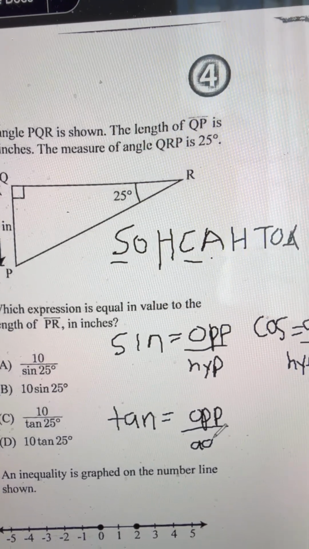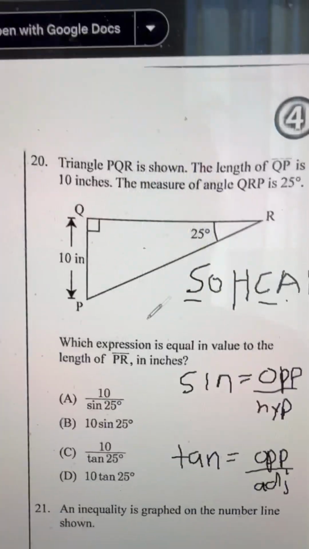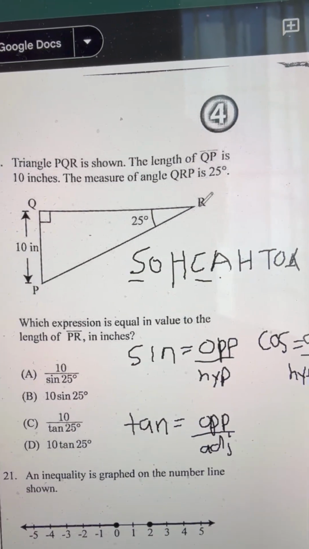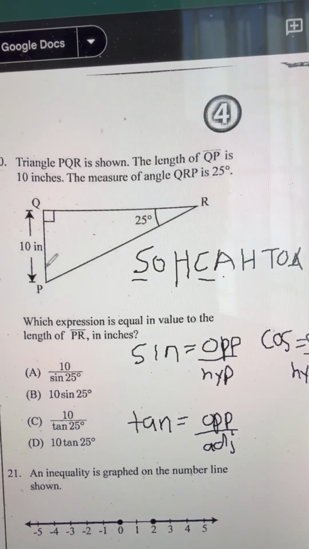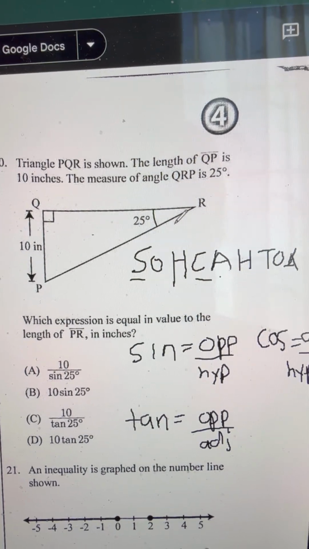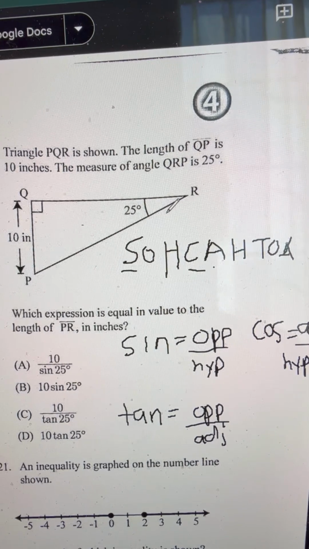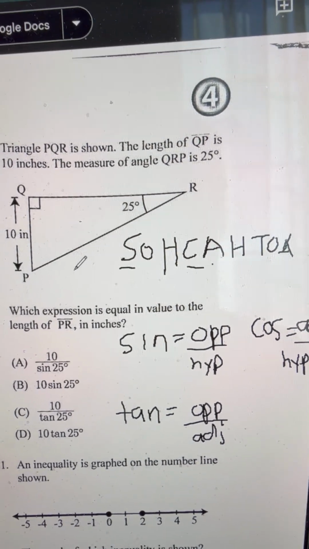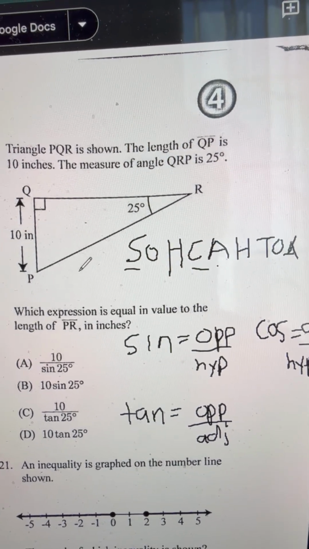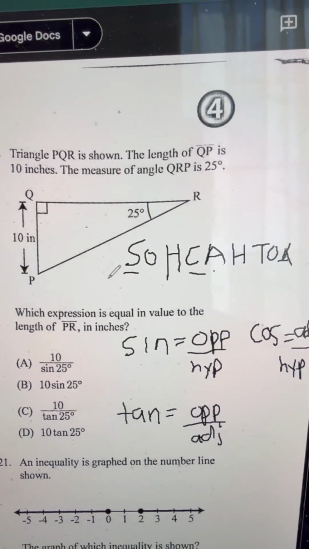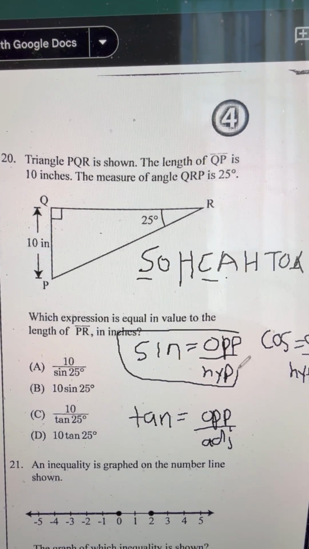This is so tricky to write with the pencil here on the screen, but it's okay. Now we need to look: this is the angle that they give you, which is 25 degrees, and they give you this information. This side here is opposite the angle. So we're going to pick opposite, and then over the hypotenuse. We need to find what is PR. We're going to use opposite over hypotenuse, so it's going to be sine. We're going to use this one.